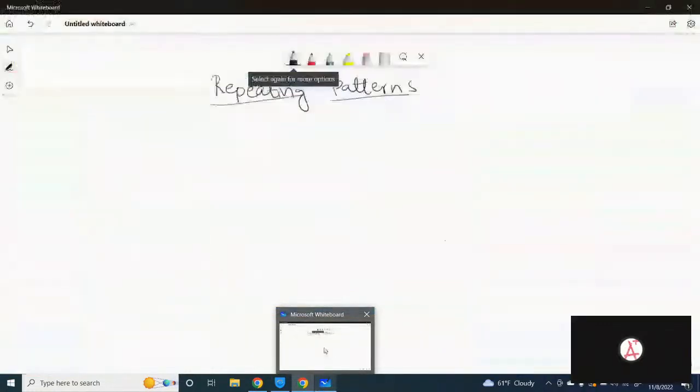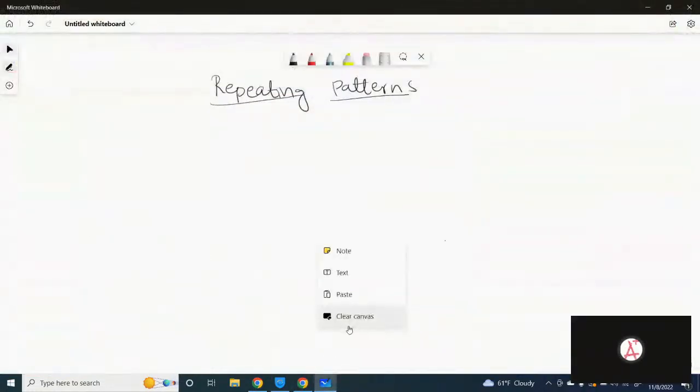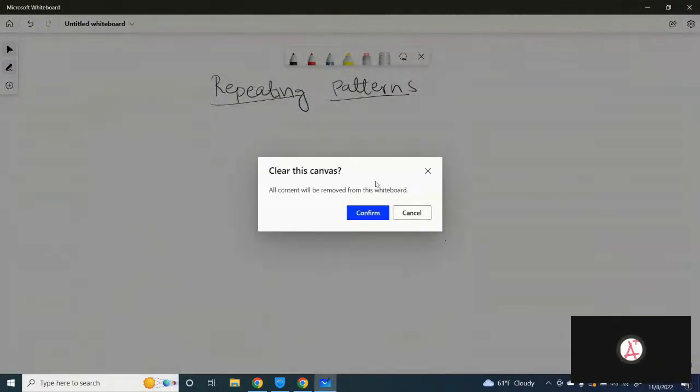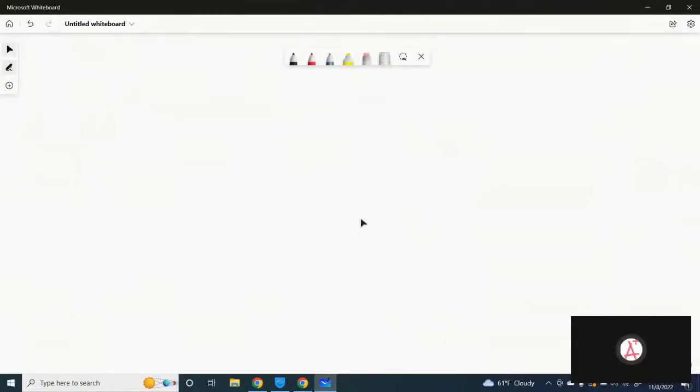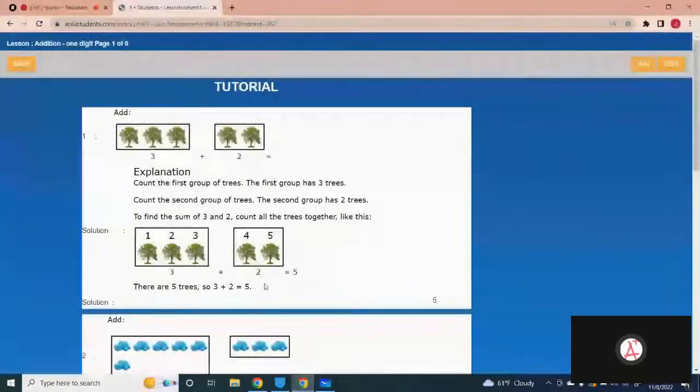So, write down the lesson name on the board. Addition, one digit. So now we're going to learn how to add things. Got it? So let's start with the examples.